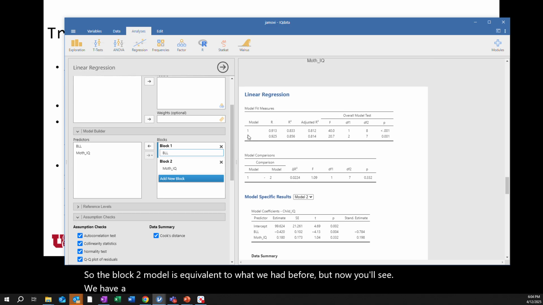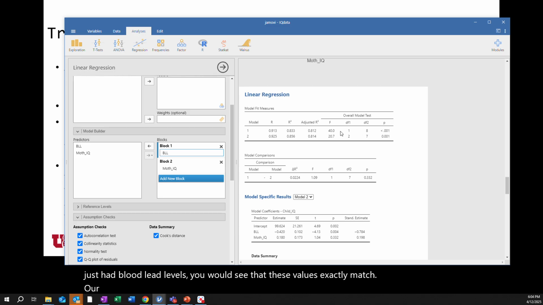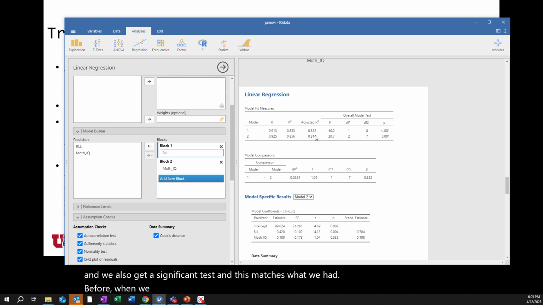On our model fit measures, now we have 2 models. If you went back and compared our simple regression from last week that just had blood lead levels, you would see that these values exactly match our model that just had one predictor. And then you can see that now we have another model, and we also get a significance test, and this matches what we had before when we had both those predictors in the model.